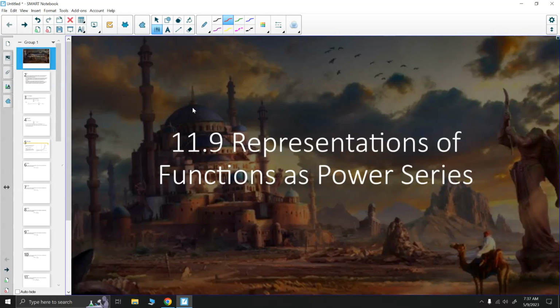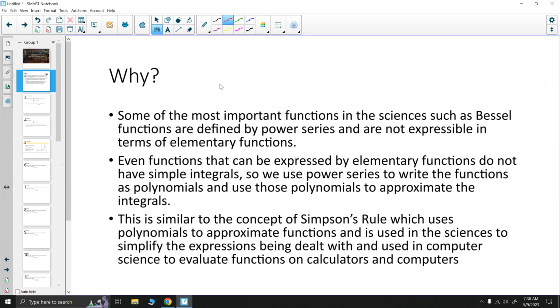Okay, so in this video we're going to talk about representations of functions as power series. So basically, instead of having something in a nice function notation, we're going to write things as power series. And you might think, why would we want to write something like this when we could write it as a function? Well, first of all, not everything can be written as a nice function, and some of the most important functions in the sciences, such as Bessel functions, are actually defined by power series and can't be expressed in terms of elementary functions.